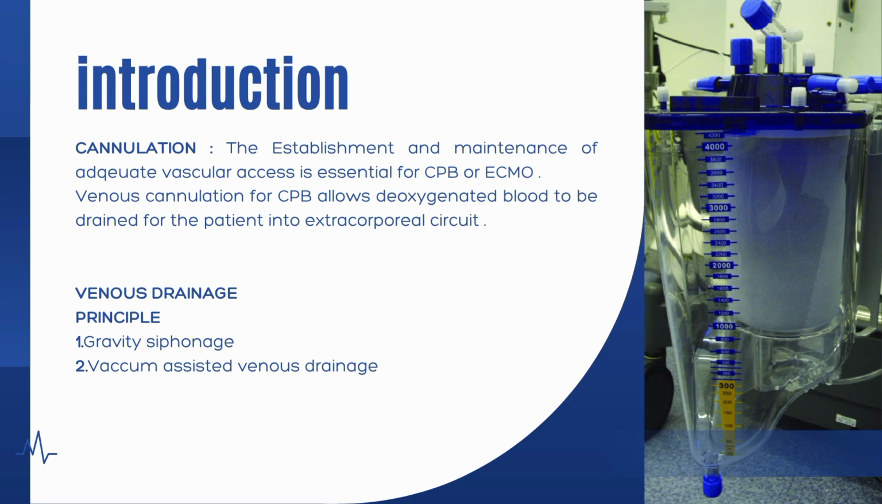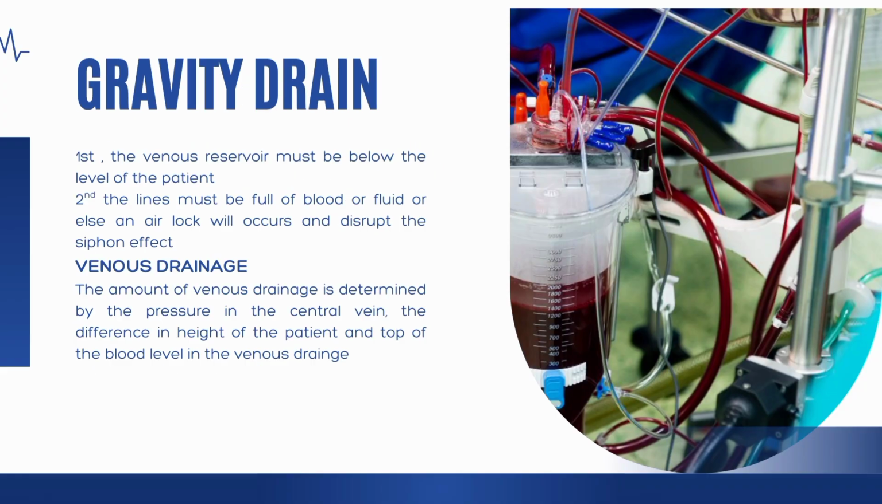There are two principles: gravity siphonage and vacuum assisted venous drainage. Gravity works by placing the venous reservoir below the level of the patient. This creates a siphon effect. The tubing is full of blood. If there is air in the line, the siphon breaks. This is called an airlock.